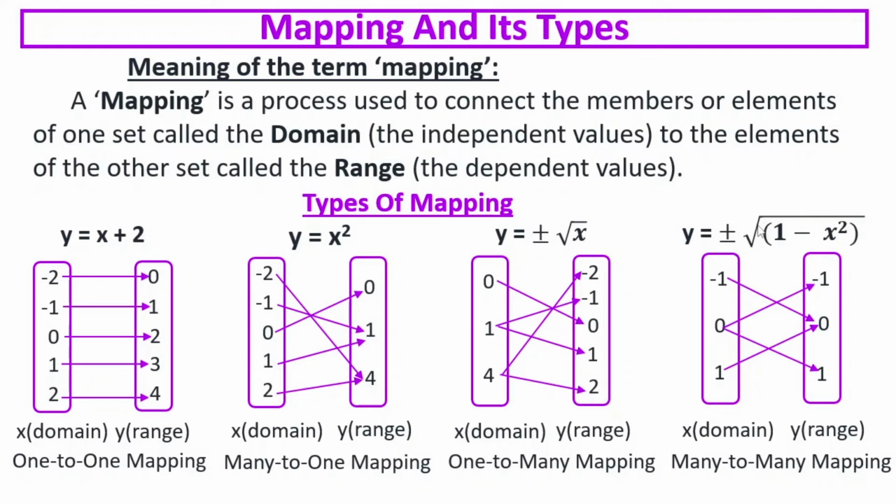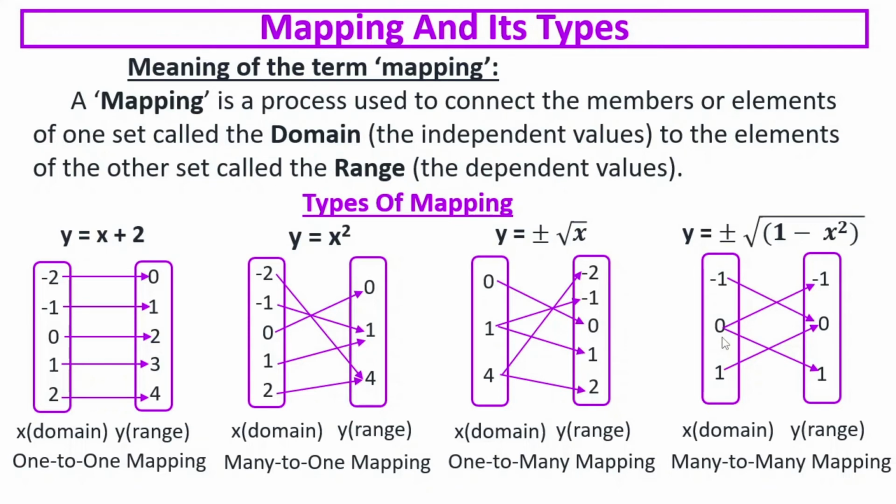y equals plus minus square root of 1 minus x squared. When x equals negative 1, negative 1 whole squared is positive 1, 1 minus 1 is 0, square root of 0 is 0, y will be equal to plus 0 or minus 0, that is simply 0. So negative 1 is getting mapped to this 0. Similarly, positive 1 will also be getting mapped to this 0 because 1 squared will be 1. So it is a case of many-to-one mapping. Many values of x or many members of the domain set are getting mapped to a single member of the range set.